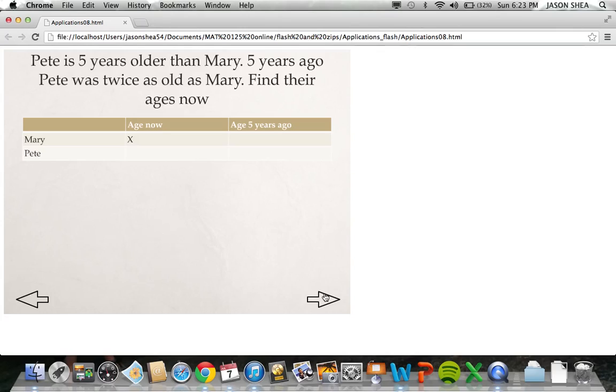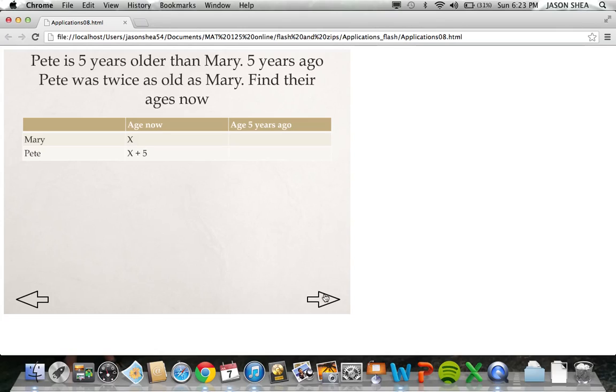However, we can't just call Pete Y then. Step 2 of our problem-solving procedures said try to write both of their ages with that same variable. So now that Mary is X, what can we call Pete so that he's still represented with the variable X? If we have to represent Pete's age in terms of Mary's age, and we've already called Mary's age X, Pete's 5 years older than Mary, we're going to call him X plus 5. No matter what value gets plugged in for X, as long as we add 5 to it, we'll always be 5 years older than that. Thus, Pete's age will always be 5 years older than Mary's.